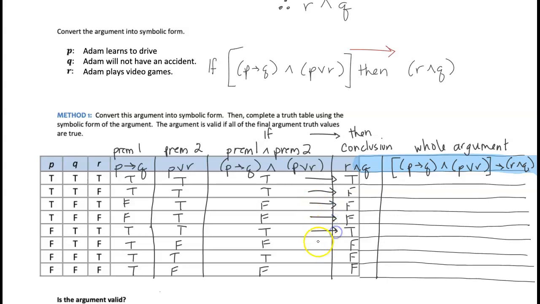Okay. The one that gives us a false result is when we have a true antecedent and a false consequent. And I see that in both row 2 and row 7. The rest of the cases would give us a true truth value.